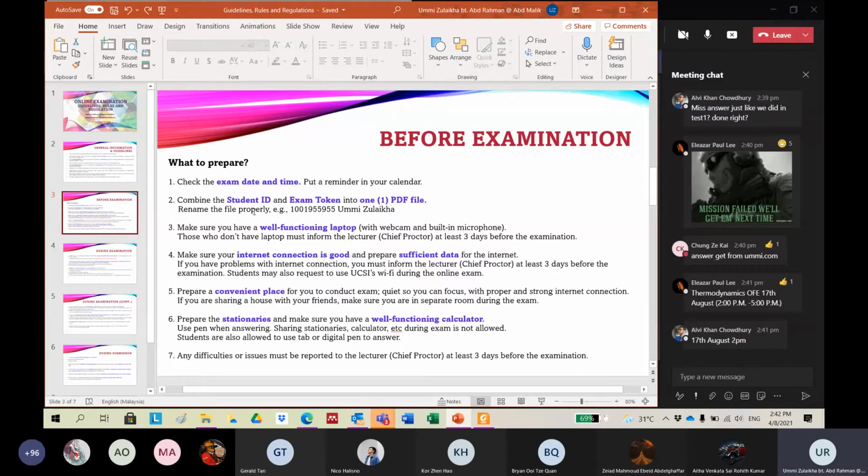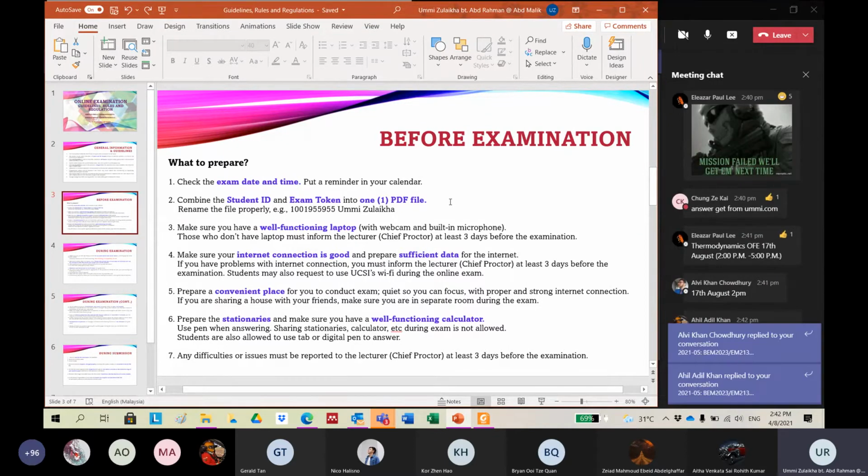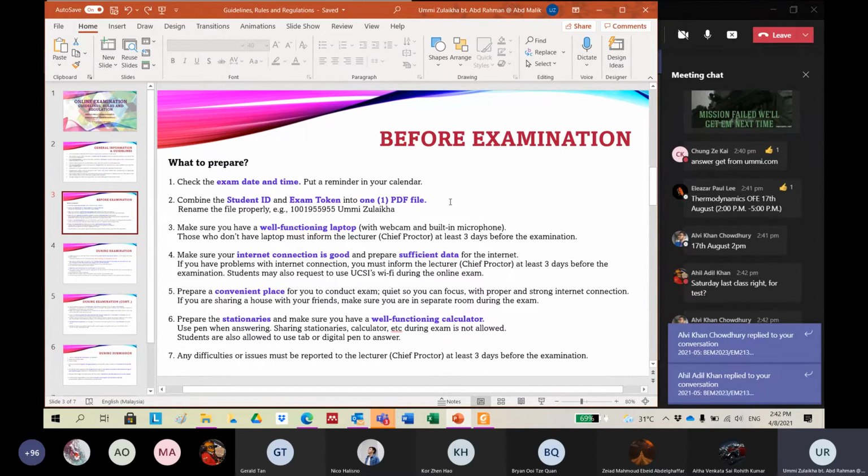Combine the student ID and exam token in one PDF file. Okay, so what I need you to do now, you take a photo of your student ID, only the front photo, no need at the back one. You take the photo of your ID, and then you take also the photo of your exam token, and then you combine these two documents in one PDF file. I don't want to have so many PDF files. Again, this one you need to prepare before exam.